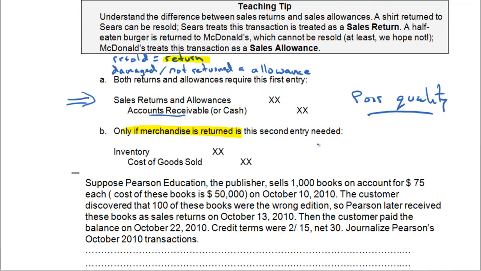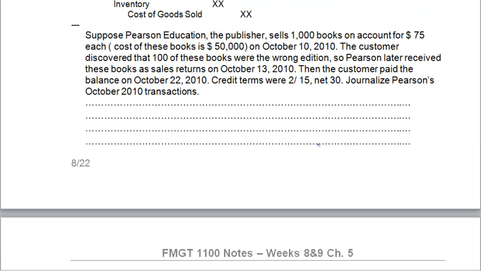Okay, so let's do a little example here. Suppose Pearson Education sells 1,000 books on account for $75. That's the cost of the books on October 10th. 100 of them were the wrong edition, so Pearson later received these books as a sales return. Now we have to make two entries, not just an allowance, but an actual restocking as well.